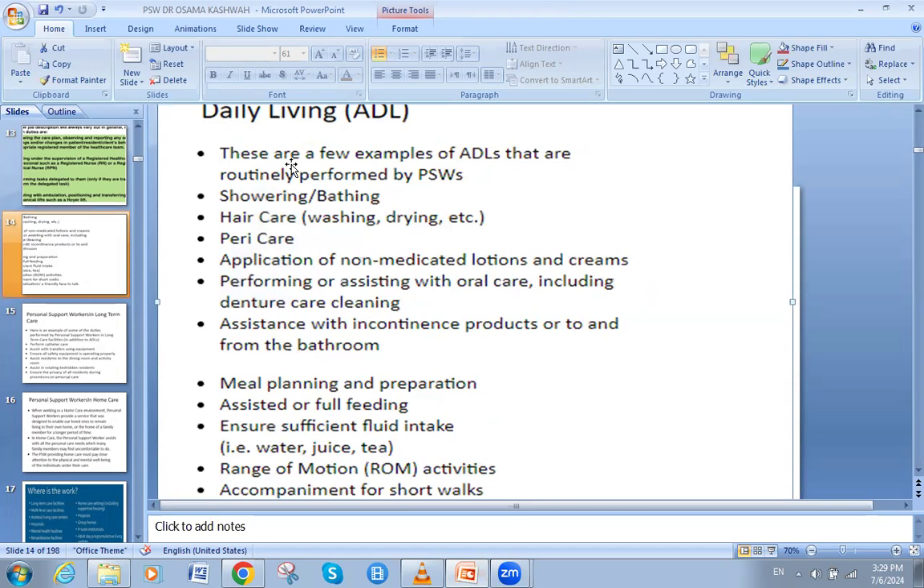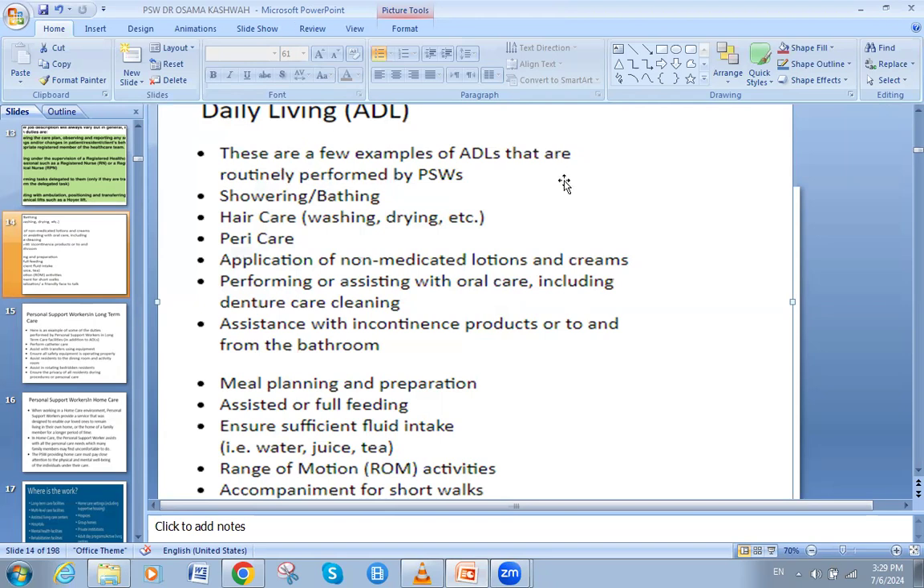Everyday lives, what the personal support worker used to do, whether working in a nursing home, or in a home residence or retirement residence, or in hospitals. Mostly the same things are done in all of them.